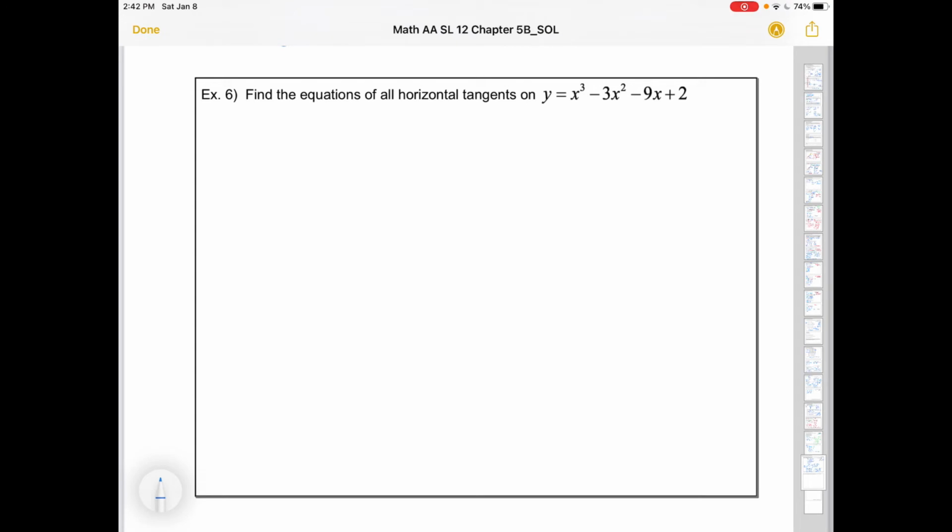Example 6. Find the equations of all horizontal tangents on this. So again, I'd encourage you to just pause and try this yourself. So horizontal means slope is 0.